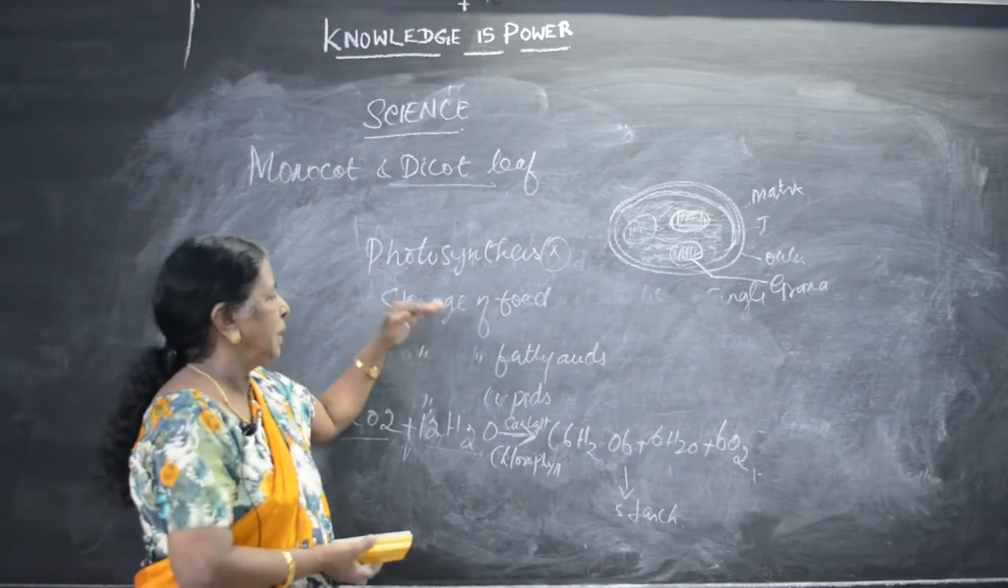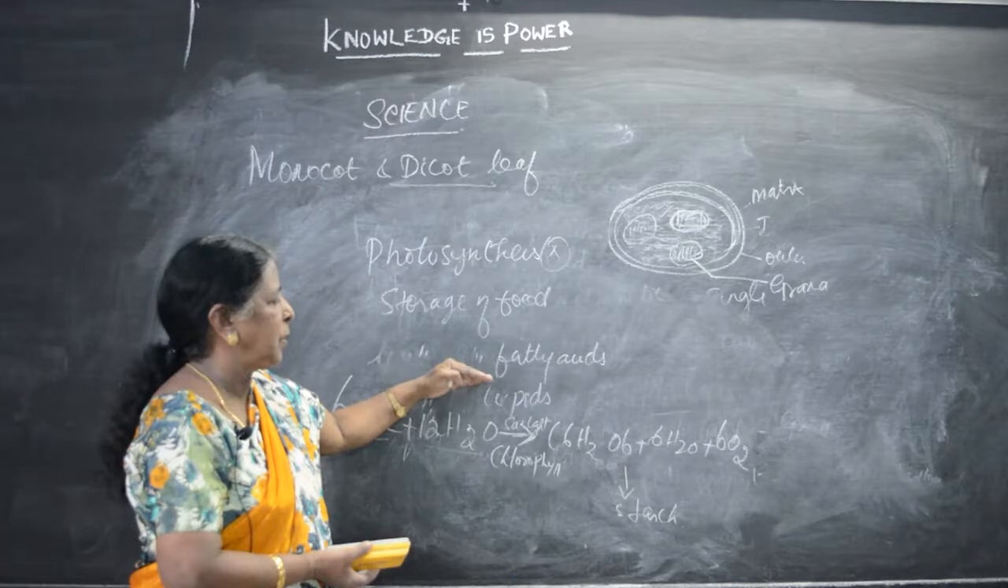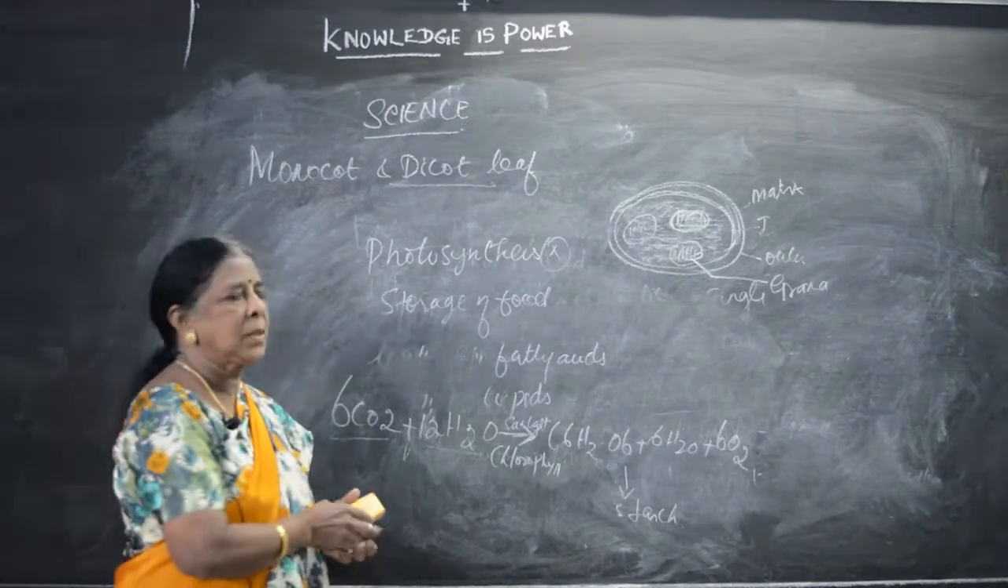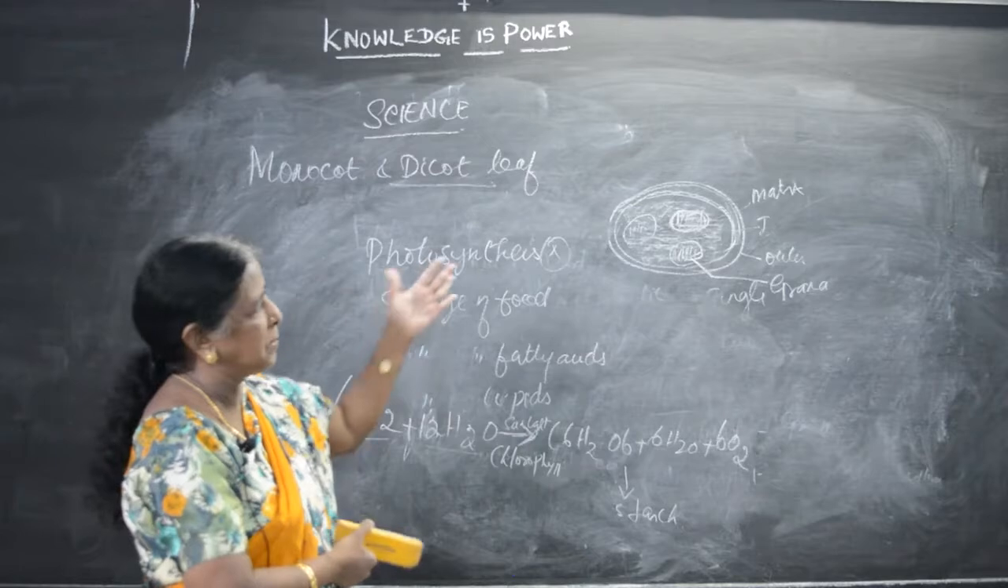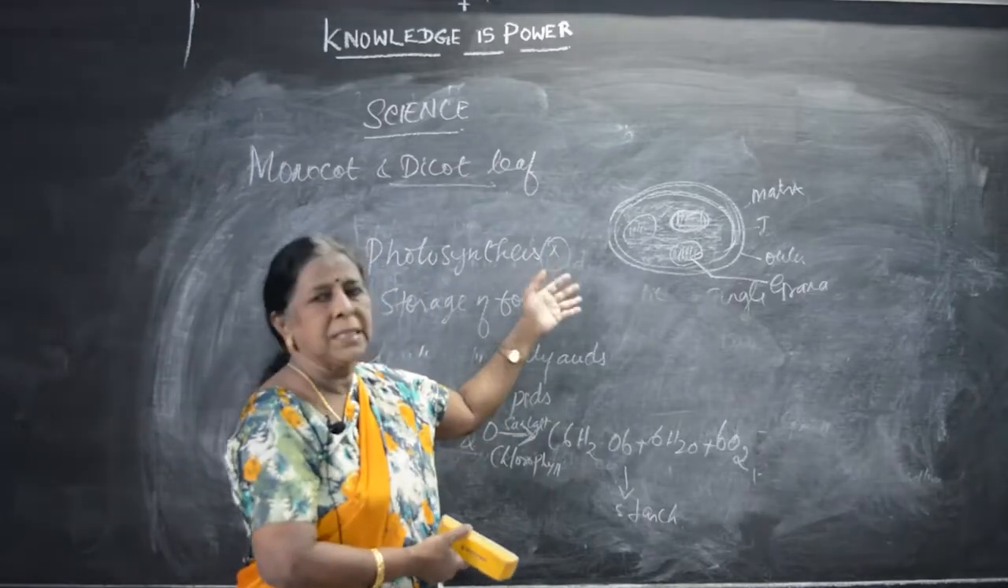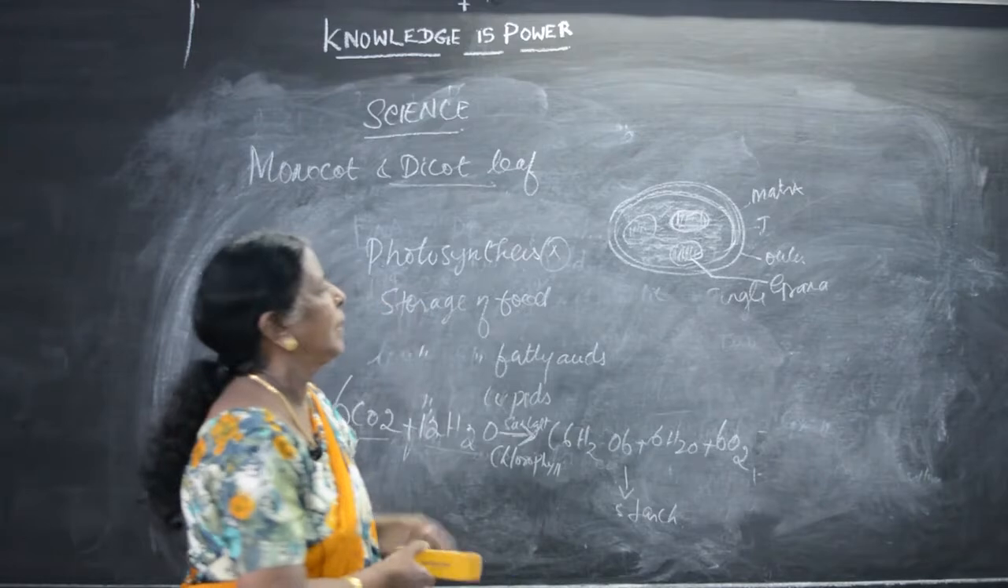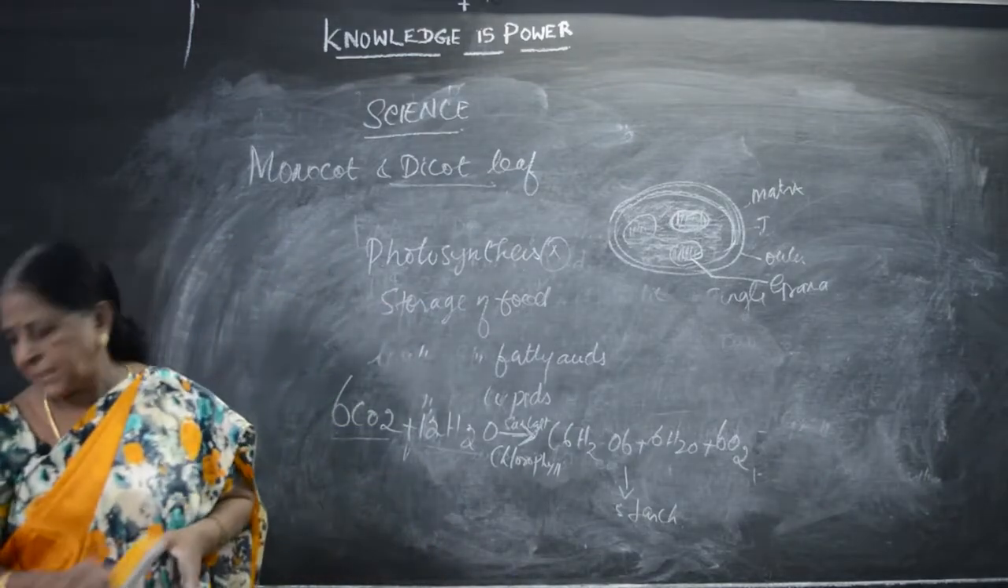All the things are stored, even fatty acids, lipids, which are a part of fat. Everything is stored in the chloroplast. The chloroplast, on the other hand, helps the mitochondria. Mitochondria is the other organelle which is present in the leaf. Mitochondria is known as the powerhouse of the cell.